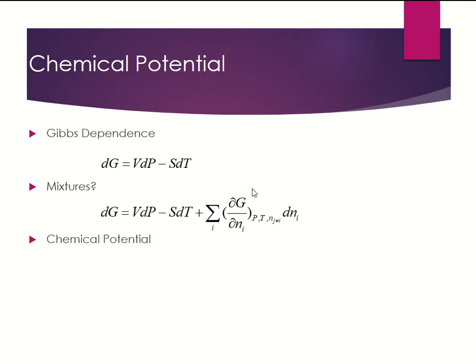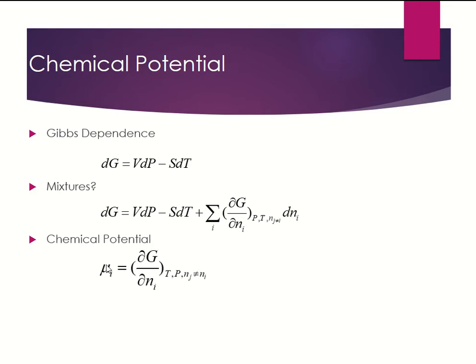Now, this compositional term and this partial derivative representing the dependence of the Gibbs energy on the number of moles of a particular substance is very, very important in chemistry, because obviously when we're talking about chemical reactions, we're talking about having more than one component present. We at least have one reactant and one product. So we need to include this term when we're talking about chemical reactions and the changes in the number of moles of the various species present.